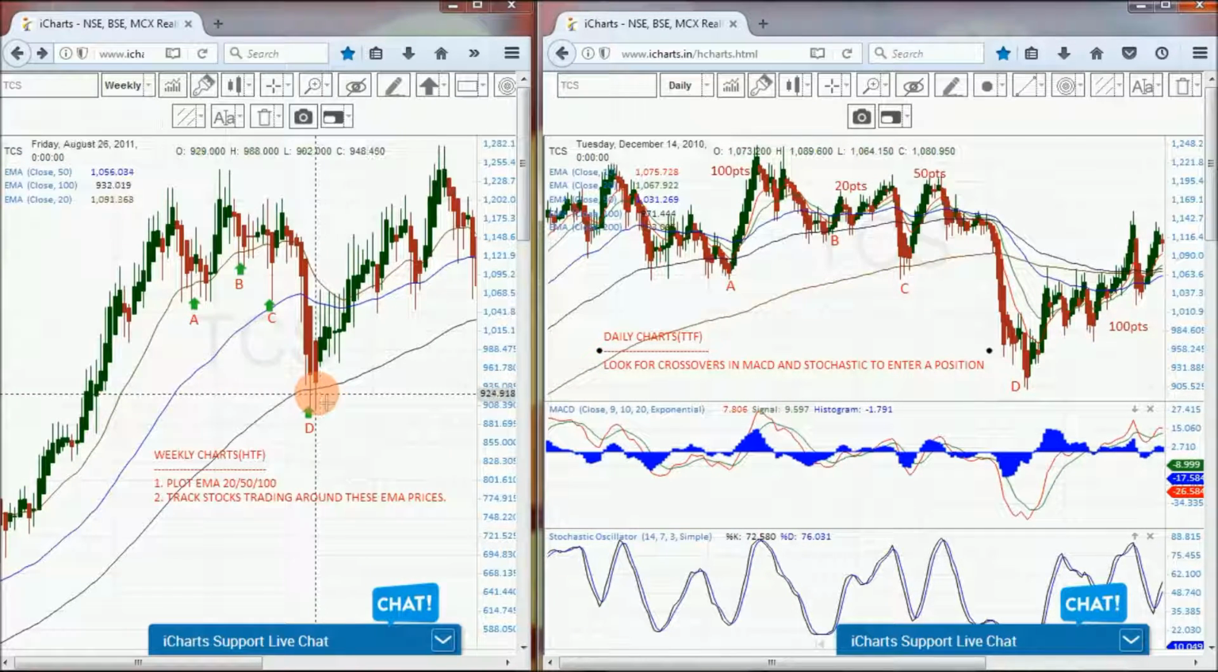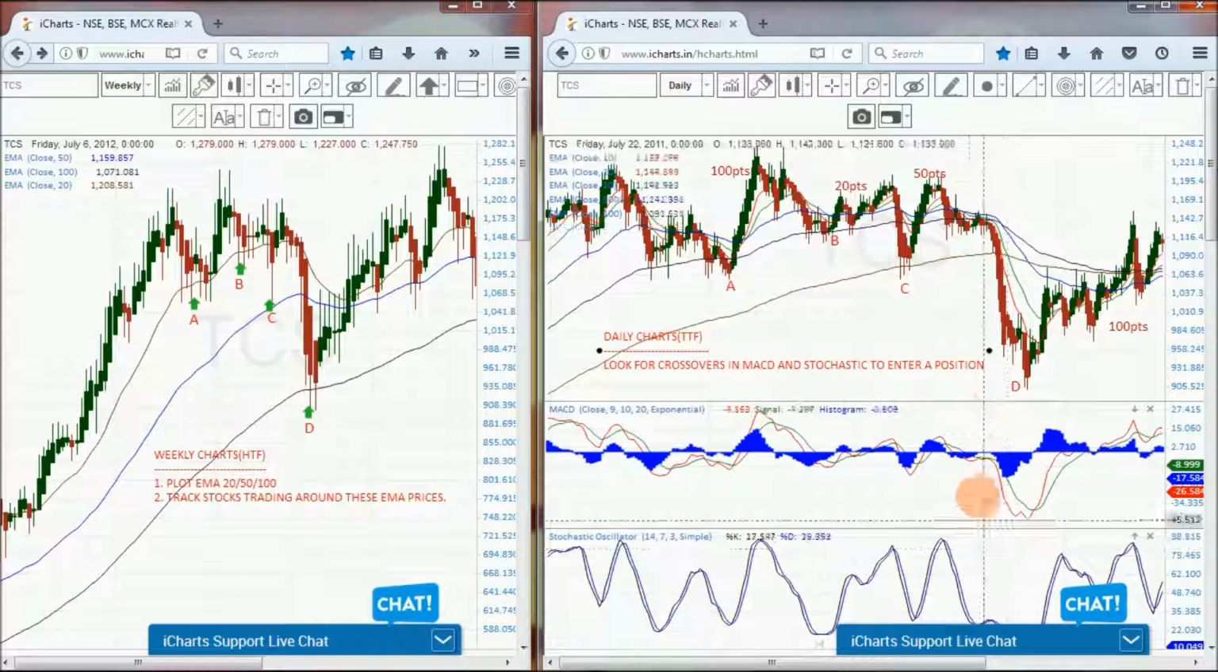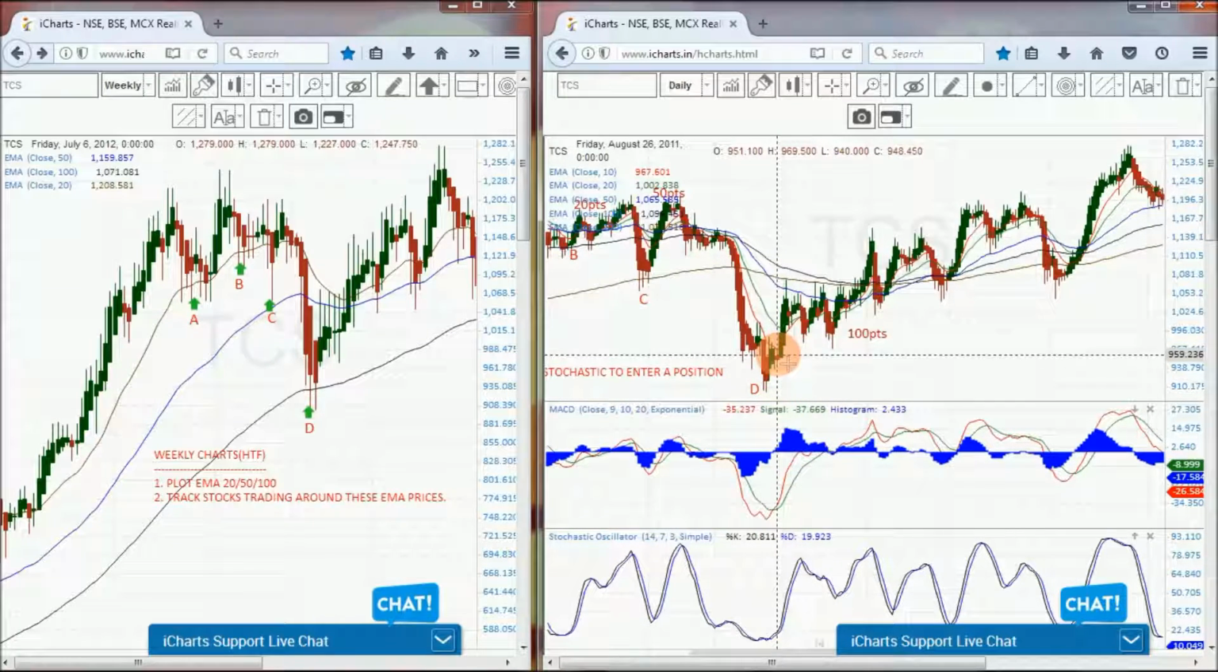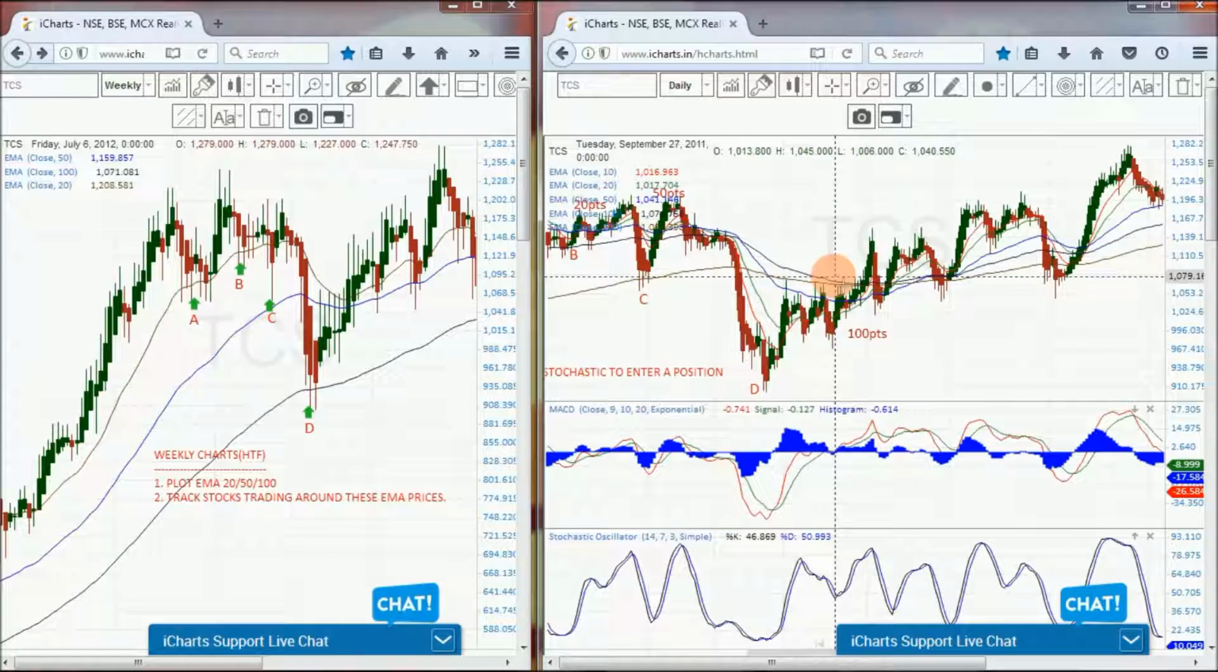So at point D it has been trading at around 935, which was around the 100 period EMA, 100 week EMA rather. And in the daily charts, if you could have entered at this position, this is the one, you could have easily gained around 100 points. That's a lot of money.